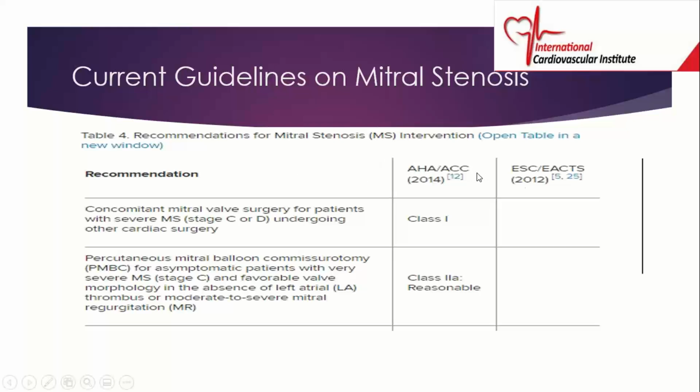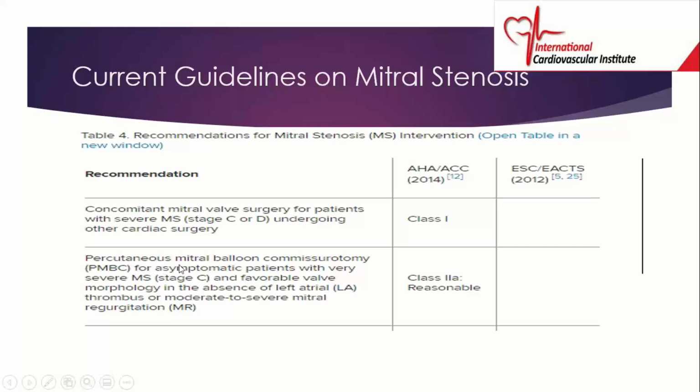Looking at the American Heart Association and the European guidelines. So class 1 for the AHA-ACC, if the patient has concomitant valve surgery, so if they have stage C and D, which is severe MS, remember stage D is the patients who are symptomatic. If they're going to undergo other cardiac surgery, say they're going to undergo bypass surgery. So if the patient is going to undergo any open heart surgery, if they have stage C or D MS, then you just replace the valve, okay?